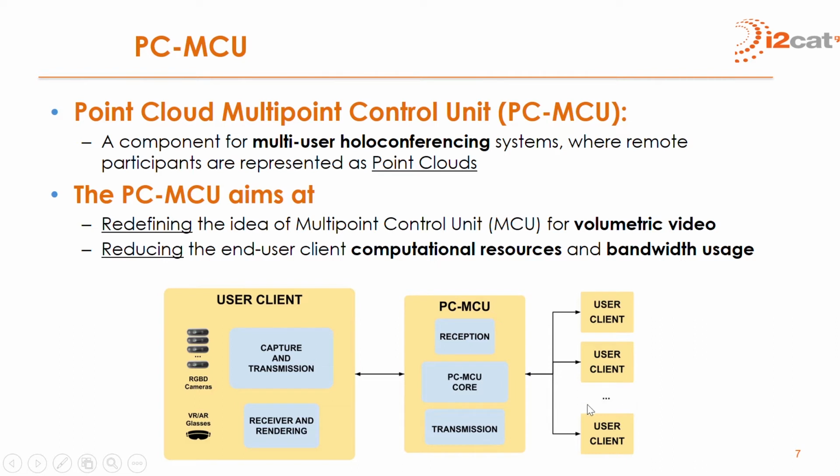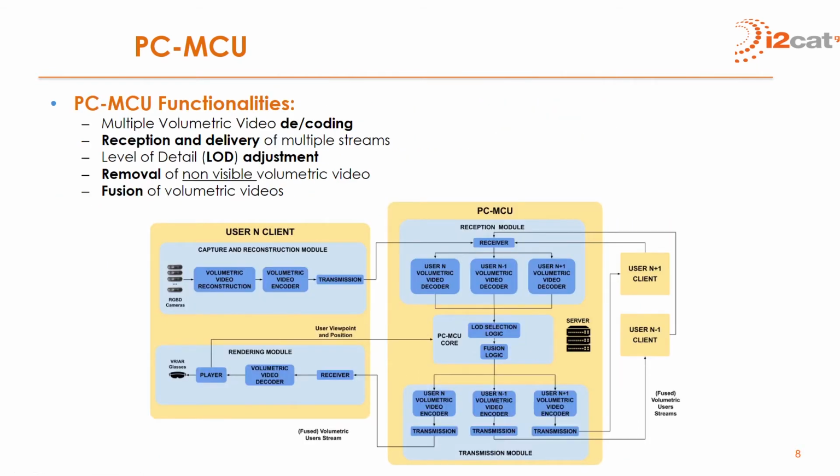The point cloud MCU itself has three main modules: a reception module, which is in charge of receiving the captured volumetric video for each user; a point cloud MCU core, which performs a set of specific functionalities that we're going to explain in this presentation; and a transmission module that is going to tailor the flow for each end user. In the next slides, we are going to go into more detail over all these functionalities.